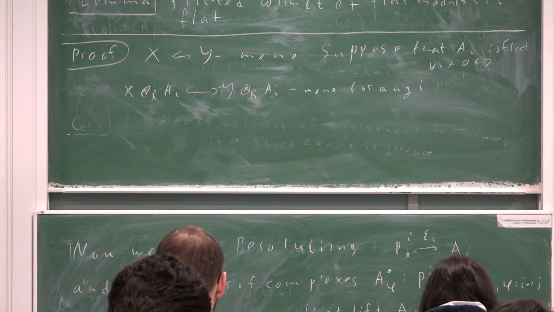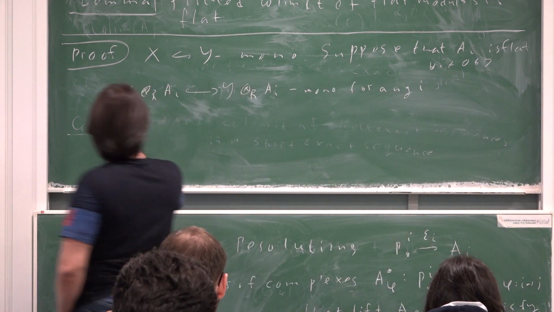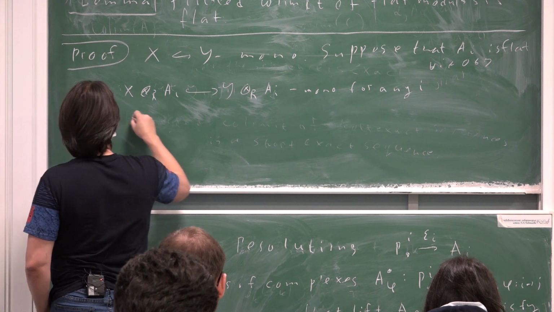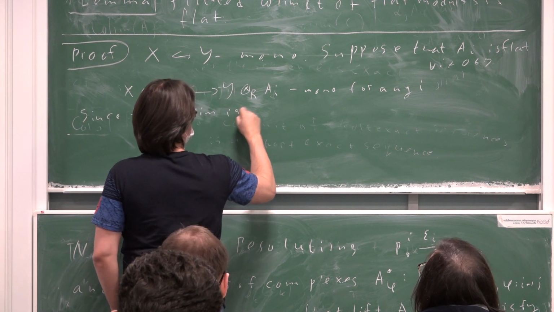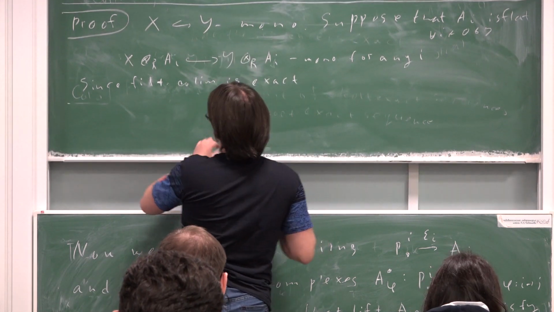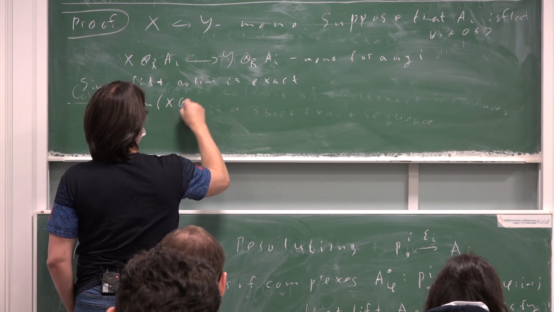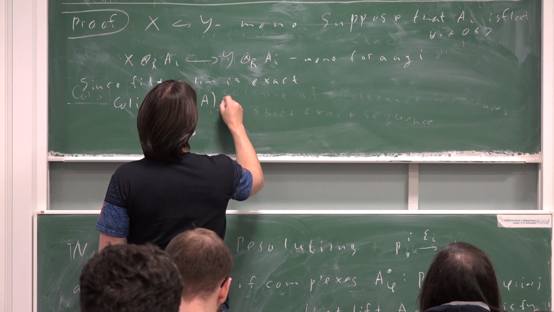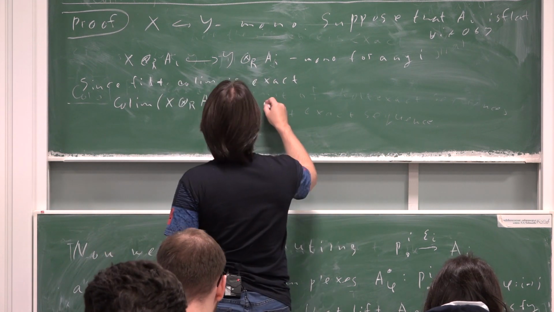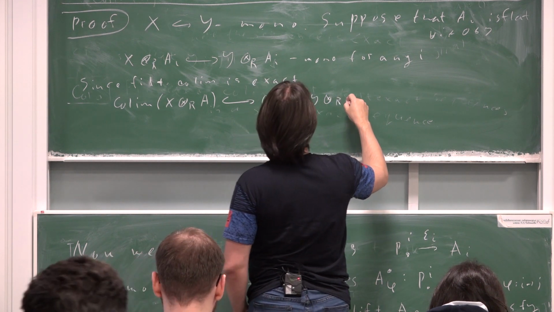Well, so then, since filtered colimit is exact, the colimit of X tensor over R with A_i is still a submodule of the colimit of Y tensor over R with A_i. Yes.